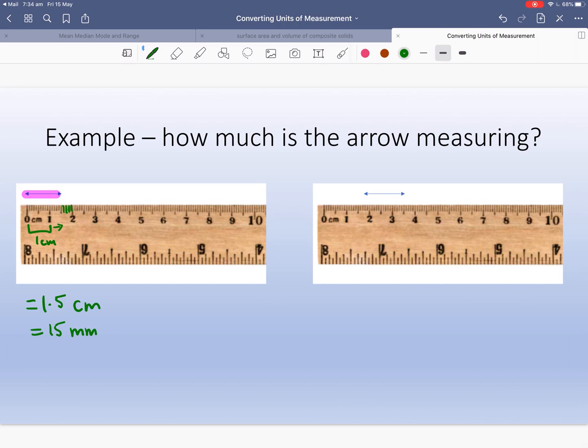Now, this one's a bit more interesting. We're going to have to draw a ruler down to here and a ruler down to here. If I count 1, 2, 3, 4, 5, 6, 7, 8, 9, 10, 11, 12, 13, 14, 15, 16, 17, it looks like it's 17 millimetres, which is, oh no, that's 1.7 centimetres, sorry, which is actually 17 millimetres. That's how much it's measuring. I may have done it wrong. Hopefully I haven't. Anyway, peace out.